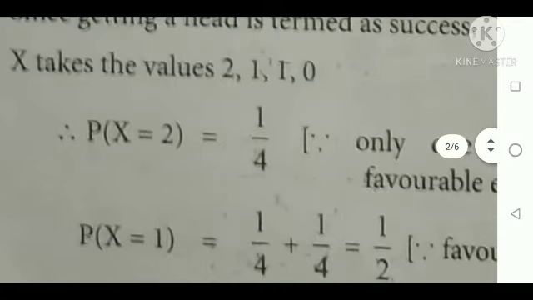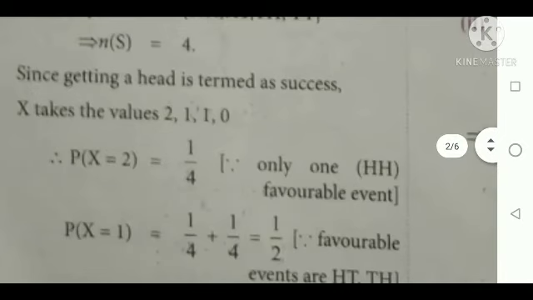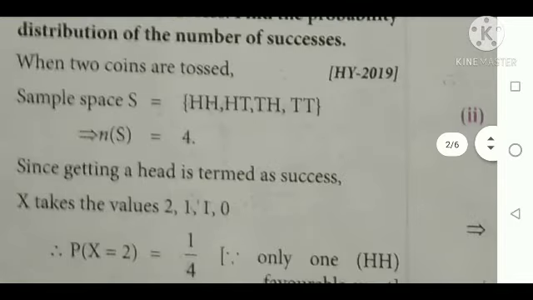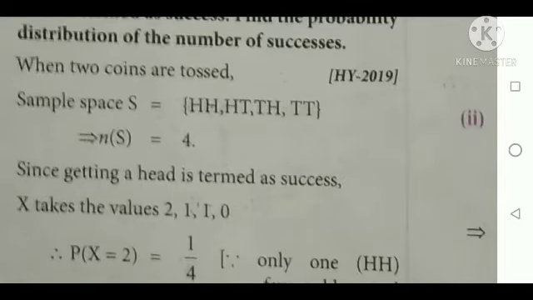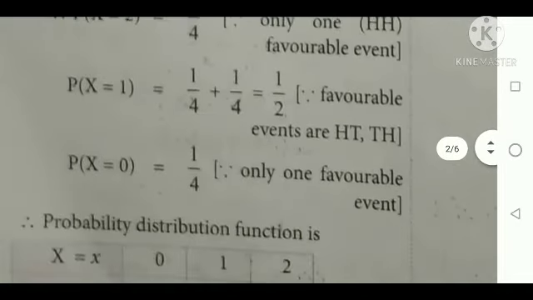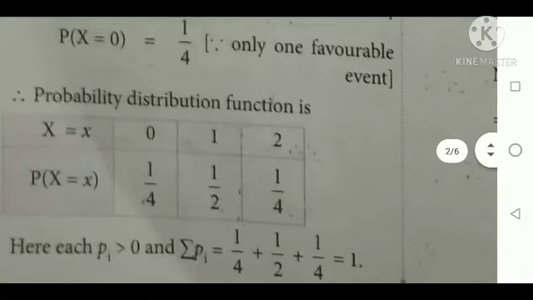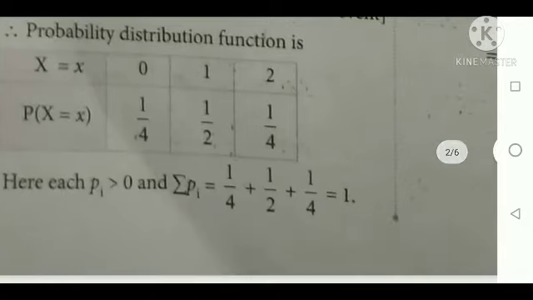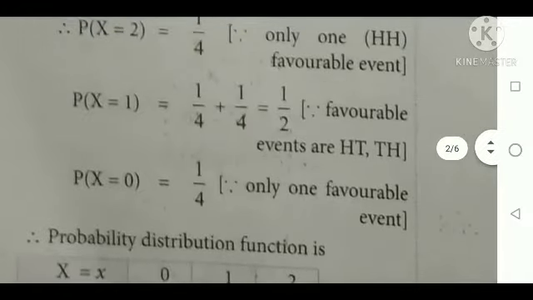If it is 2 heads, we have only one favorable case, that is HH, so 1 by 4. If p of x equal to 1, that is only one head, it is 1 by 4 plus 1 by 4, because there are two cases. If x equal to 0, there is no head, only one favorable event, that is 1 by 4. So we tabulate the values here and find the summation equal to 1. So it is proved.